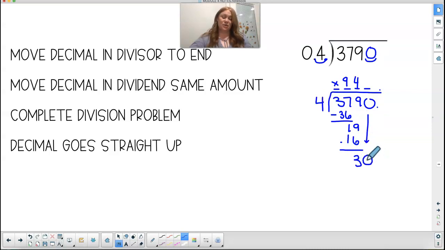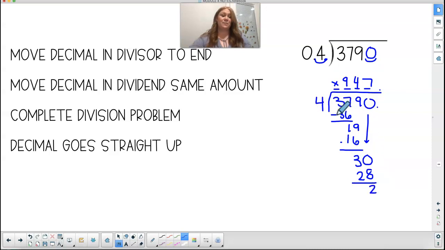4 goes into 30. 4, 8, 12, 16, 20, 24, 28, 32 is too big. So it goes in there 7 times. 7 times 4 is 28. And there's 2 left over.